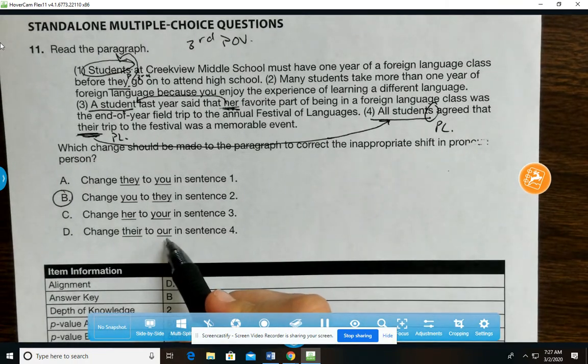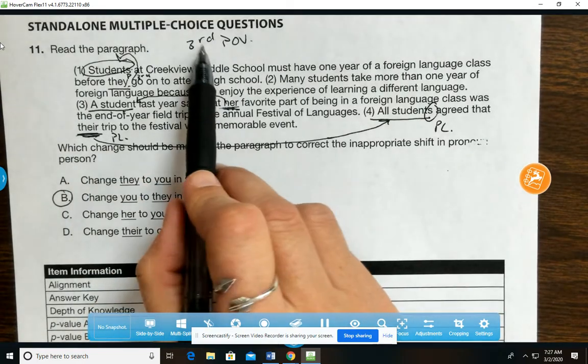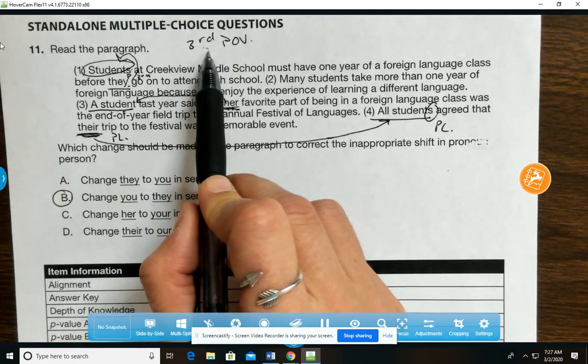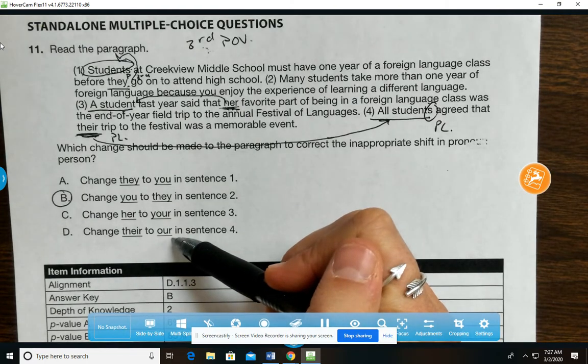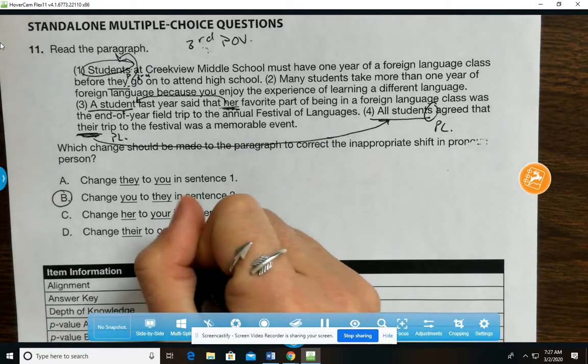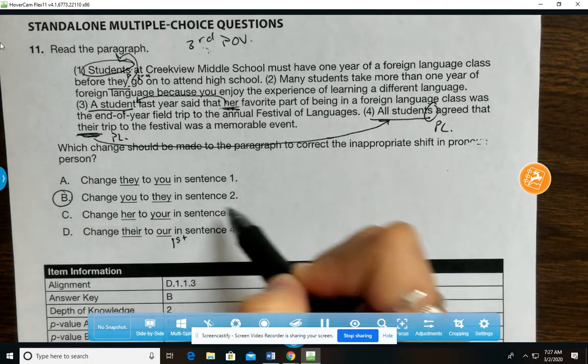Now, "our" is definitely plural, but the problem again is that this piece is established from the get-go. It's written in the third person academic point of view. So we don't want to change it to first person, which "our" is. So therefore, that's why the correct answer is change "you" to "they" in sentence 2.